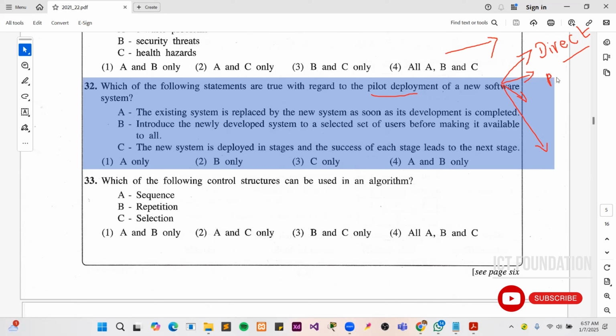Then we have the second method, called parallel deployment. Parallel deployment means both the new and the old systems are deployed concurrently. You can take the banking system as an example. You can consider the ATM machines as the new system, and you go to the bank physically and withdraw or deposit in the banking system. That we can consider as the physical one.